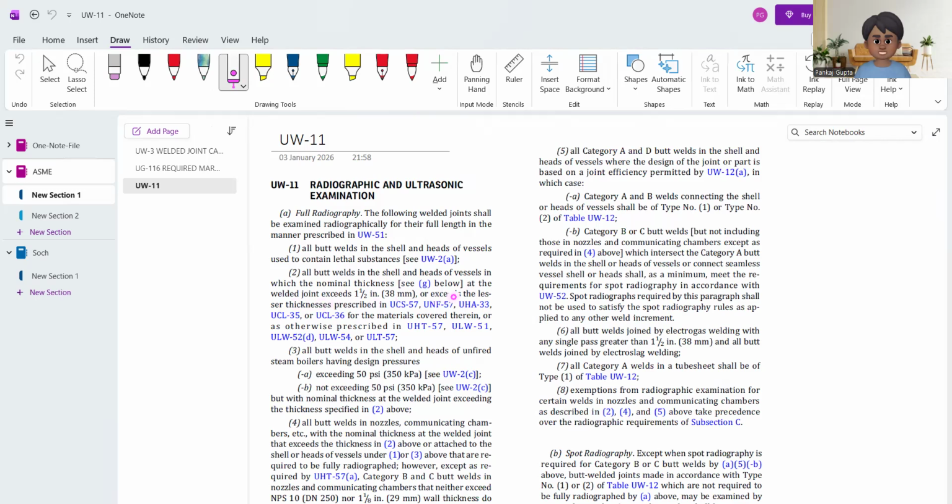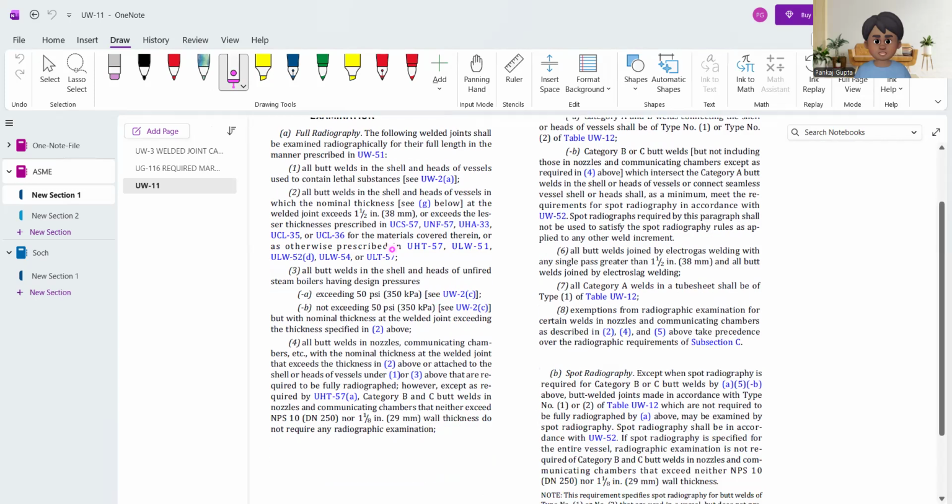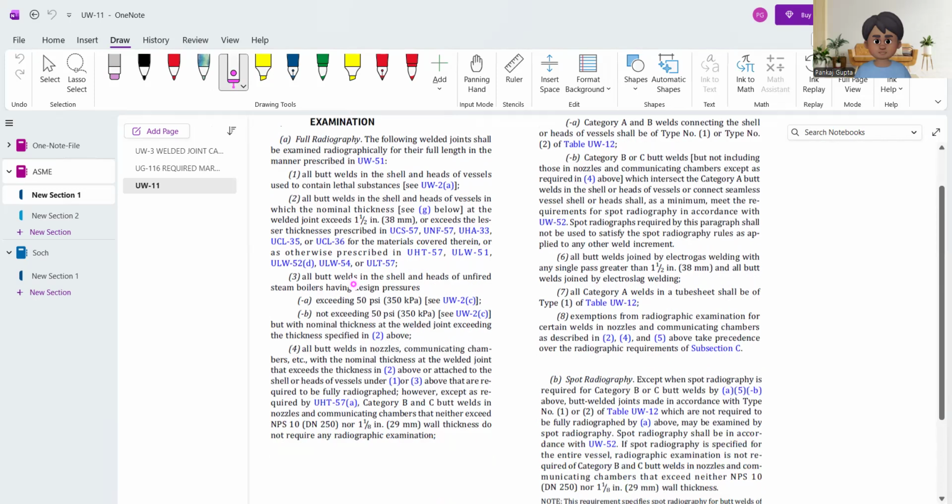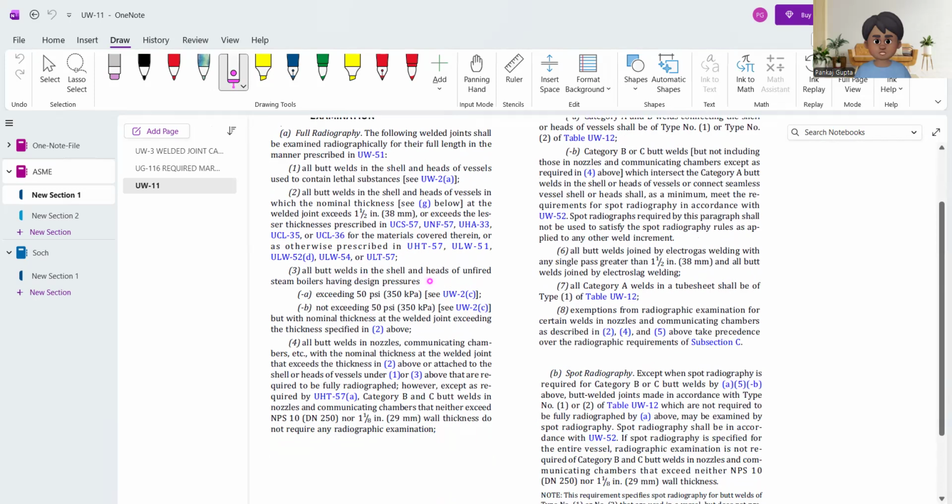Whenever our vessel has a thickness of more than 38 mm, we need to go with full radiography. When the vessel contains lethal substance, we need to go with full radiography as per UW 11.